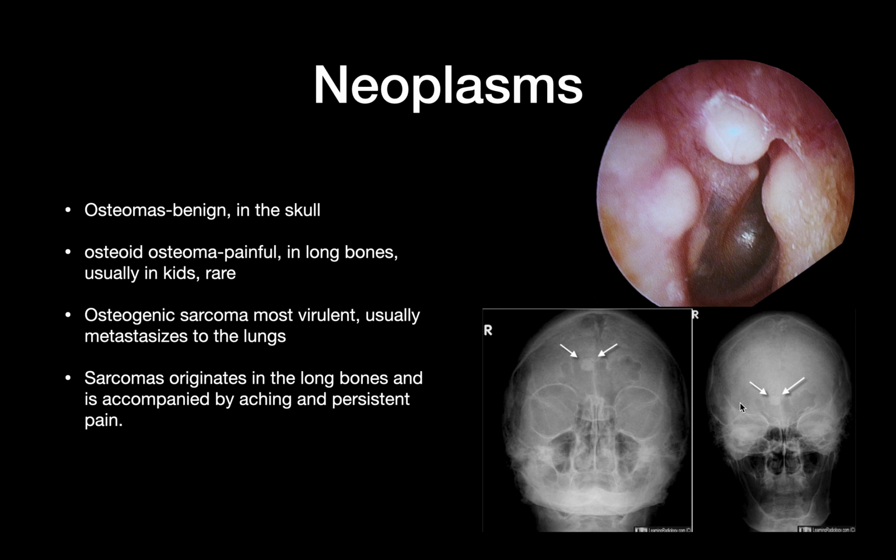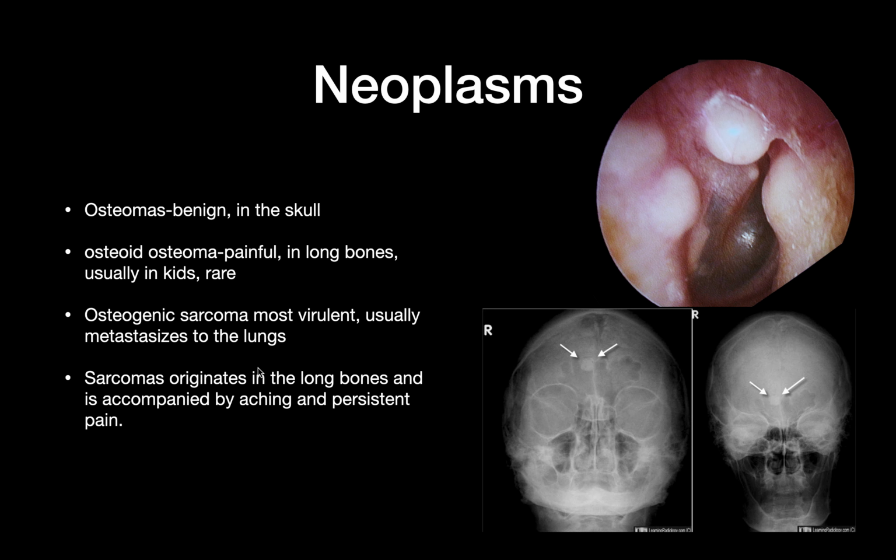Neoplasms are cancers of bone. Osteomas are generally benign, and they are commonly in the skull, as you can see here. This is right in front of the frontal sinuses, right here. And they're benign, as you can tell, because the margins are well defined. It is round, circular, and it doesn't seem like it's infiltrating anywhere. Osteoid osteomas are painful, and they're generally in long bones, and they're usually in children. That's when they first manifest.